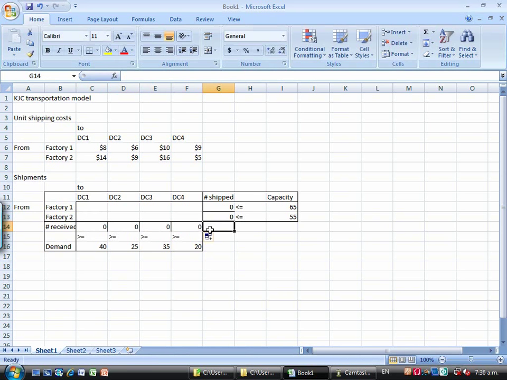And we sum the number received in each factory. So we've entered the demand constraints and the supply constraints, and we'll just add some figures in there to make sure it's working okay. And those numbers seem to be adding, so the spreadsheet seems to be working well. Now we're going to find a total cost, and we're going to be putting it in this cell.